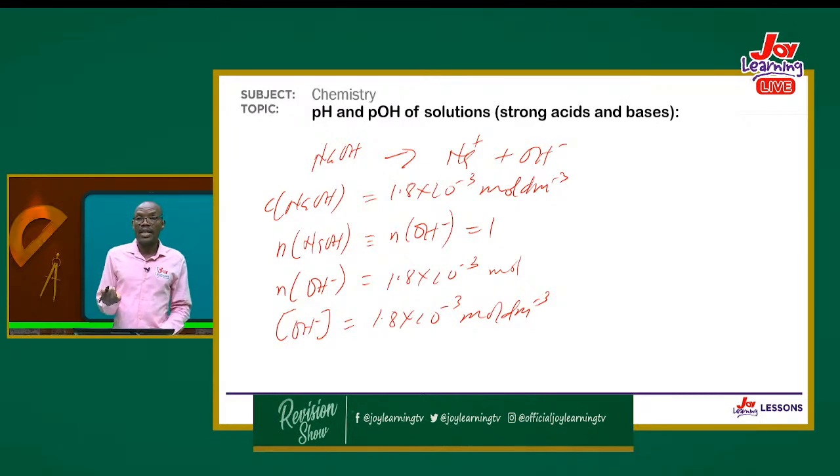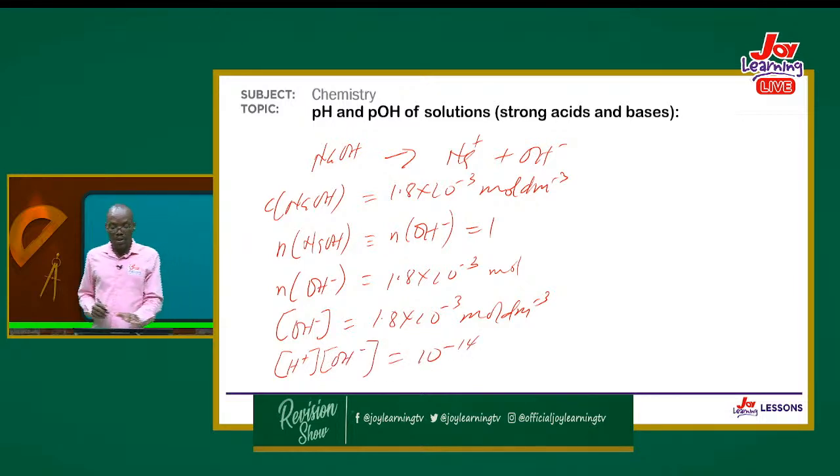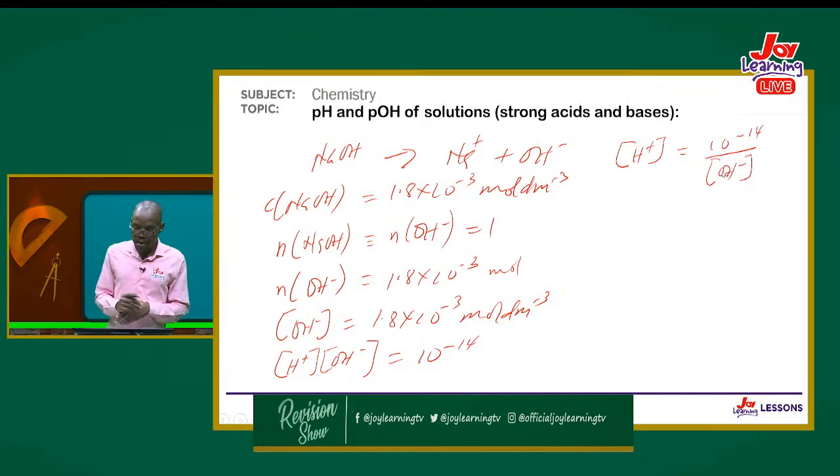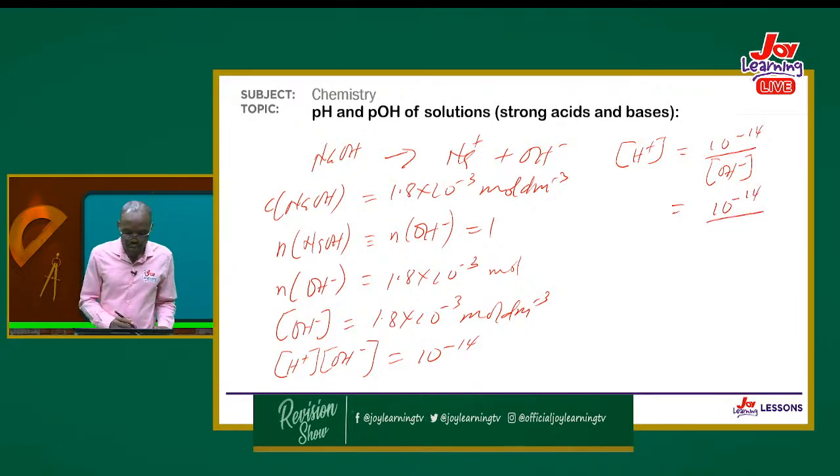I want to calculate the concentration of H plus ions. So I'm going to use, is this too difficult to keep? The concentration of H plus ions times the concentration of OH minus ions is equal to 10 power negative 14. So you make the concentration of H plus ions the subject and find that and go and take negative log. You are done. Okay, so concentration of H plus ions equals 10 power negative 14 divided by the concentration of OH minus ions. Do I know the concentration of OH minus ions? Yes. So I'm going to have 10 power negative 14 divided by 1.8 times 10 power negative 3.